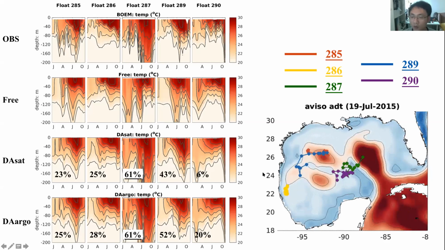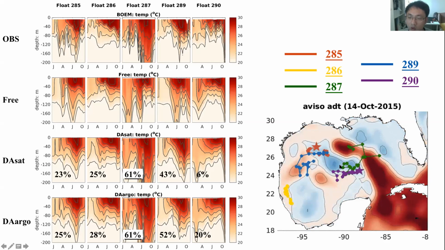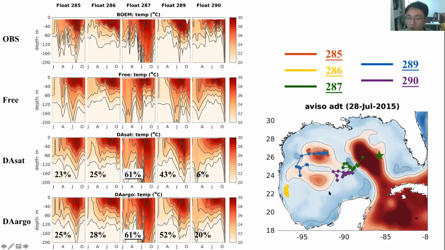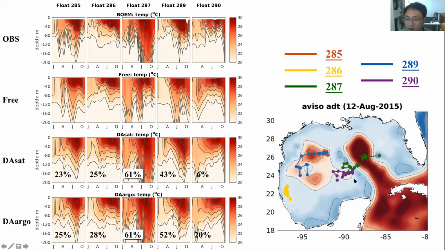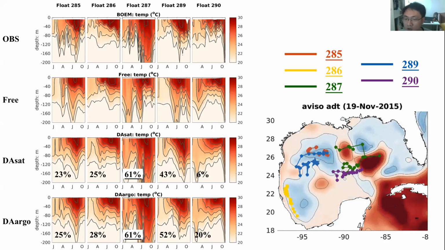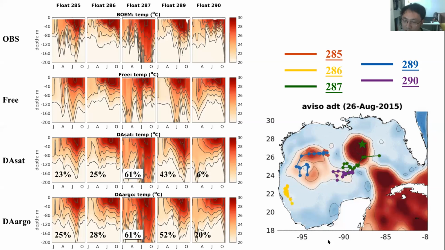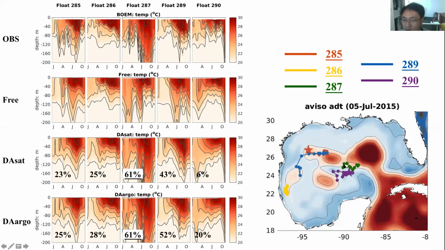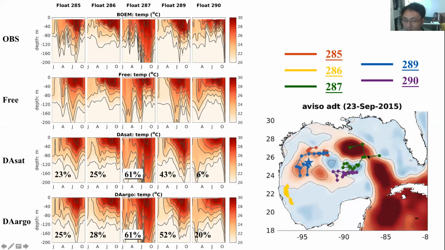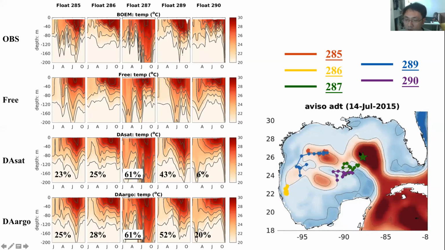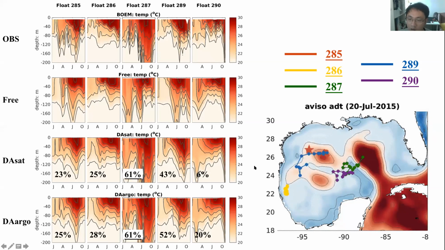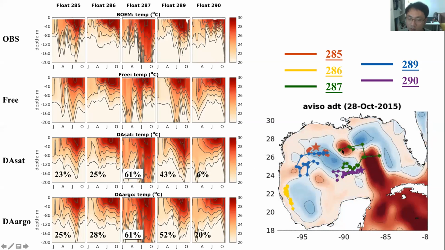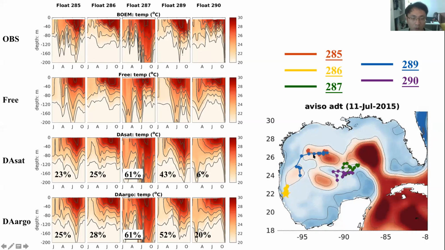We also use this animation to show the trajectories of these 5 BGC ARGO floats, and also the temporal evolution of SSH from the satellite observations. We can notice that float 287 here, represented by the green lines, passes through a new and very energetic loop current eddy. So let's zoom into the subsurface distributions within float 287.